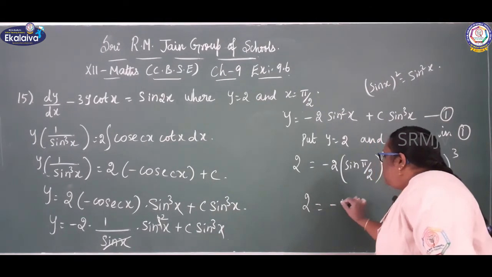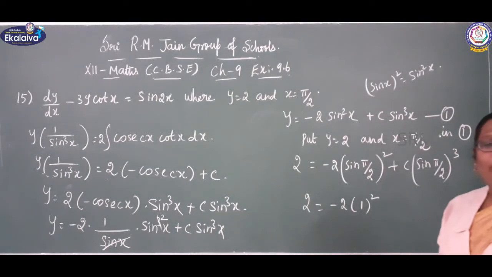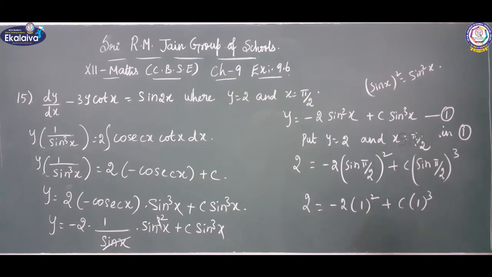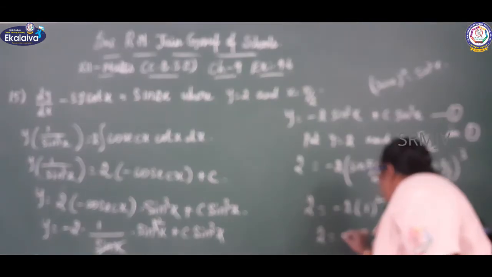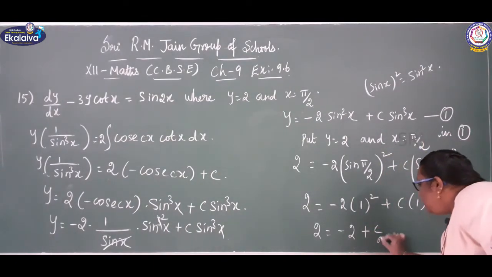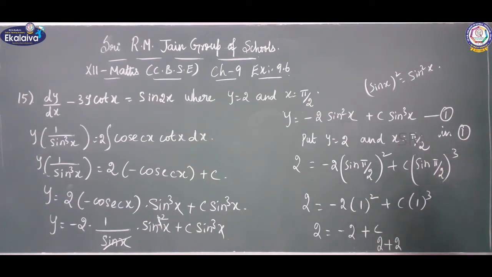So 2 equal to minus 2 into 1 square. What is the value of sin pi by 2? Sin 90 equal to 1, plus c into 1 cube. So 2 equal to minus 2 plus c. What is the value of c? 2 plus 2, you bring that 2 to the left hand side, it becomes plus 2. It's equal to c. This implies c value equal to 4.